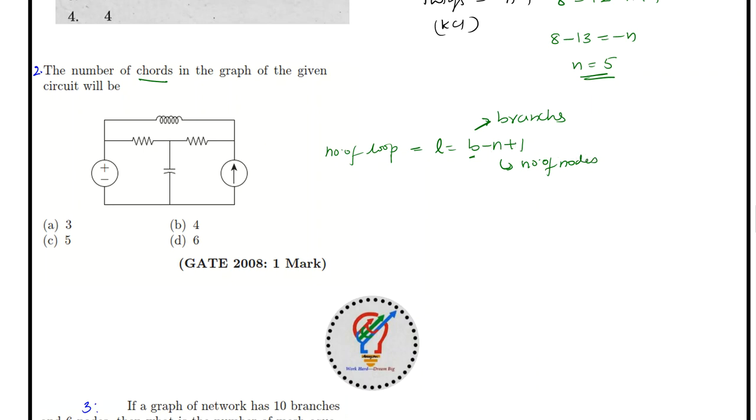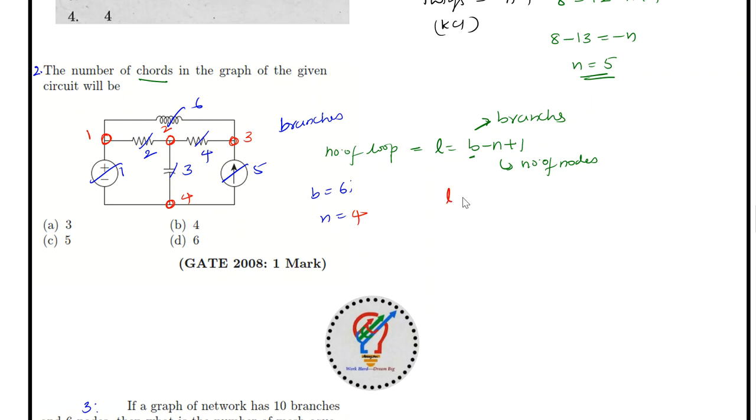From this point of view, first we'll count the branches. Branches 1, 2, 3, 4, 5, 6, so there are 6 branches. B is 6 here. What about the nodes? There is one node, here is a second node, here is a third node, and here is a fourth node. So N is 4. Now we just need to substitute these values in the formula.